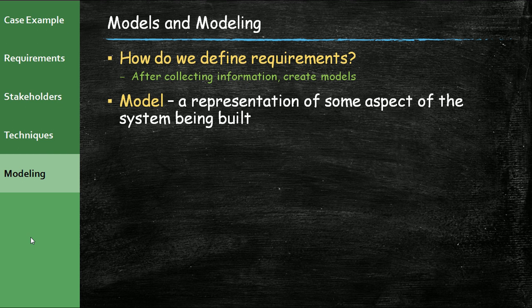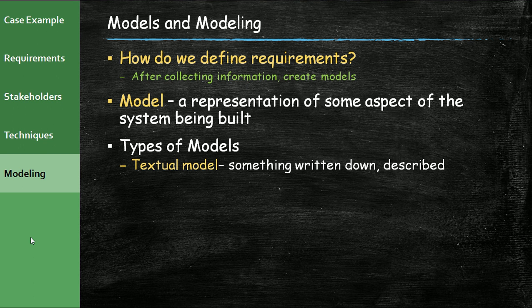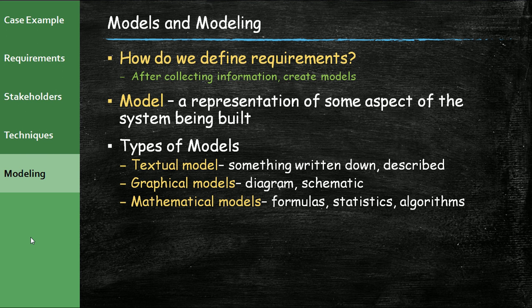So after we gather all these requirements and start to get a picture of that, we start to model those to represent each aspect of the system that we're building, and making sure that we understand that system, and that our users can look at those models and make sure that we understand that system. So some types of models that we talk about in this text are textual models, which is something written down, so a narrative or an explanation, a graphical model, which is diagrams and schematics, and mathematical models, formulas, statistics, algorithms, and so forth.